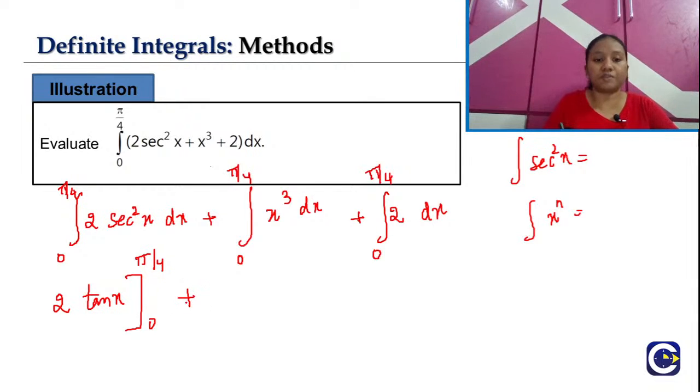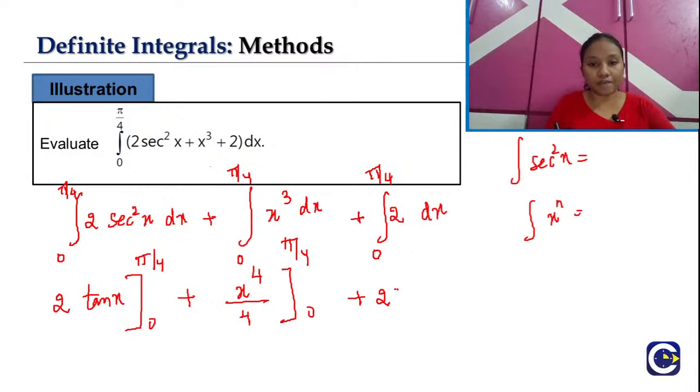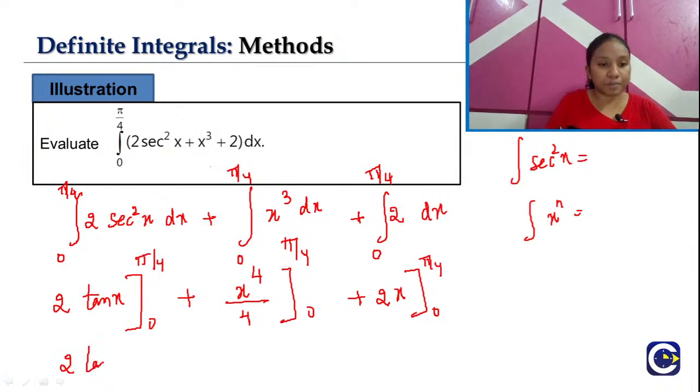I'm just simplifying it. And then what about the integration of x power 3? That will be x power 4 divided by 4, and here it will be 0 to pi by 4. And then here again 2 is constant. If there is nothing, we will be having x here, from limit 0 to pi by 4. So now we have to substitute here. So that will be 2 tan pi by 4 minus 2 tan 0.